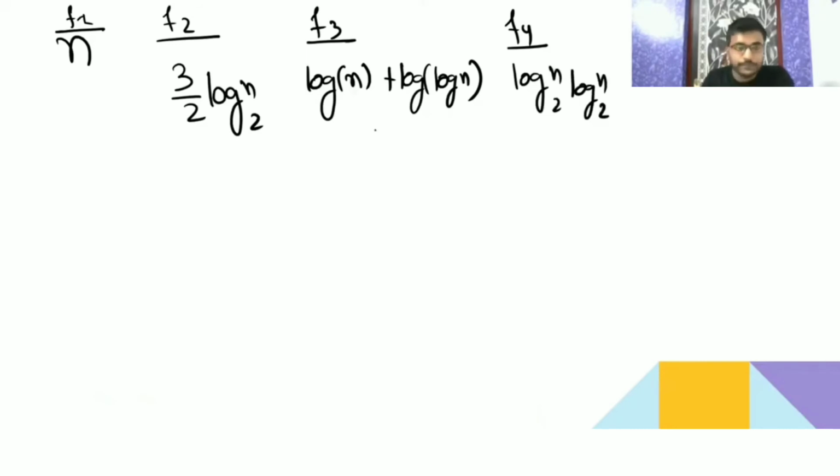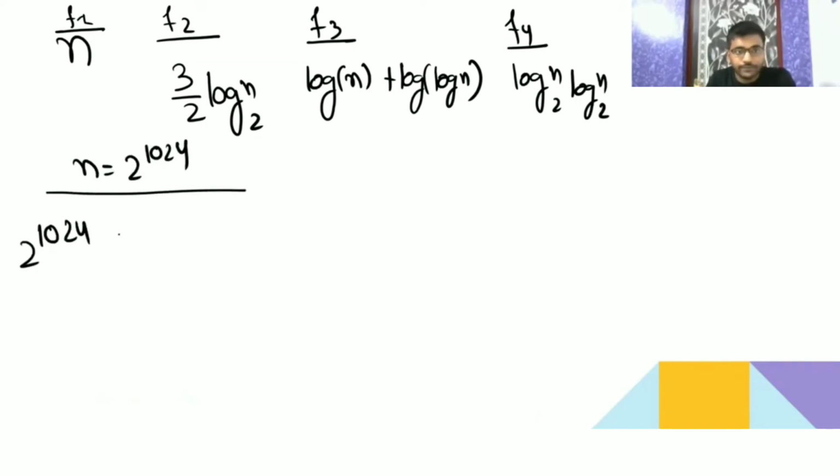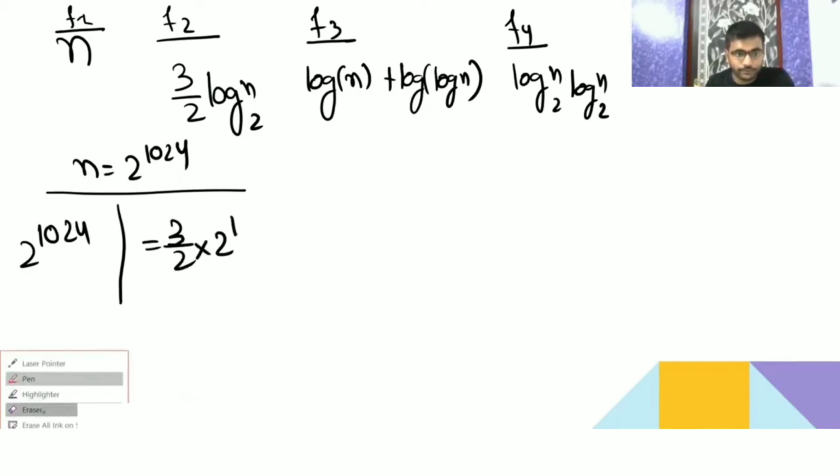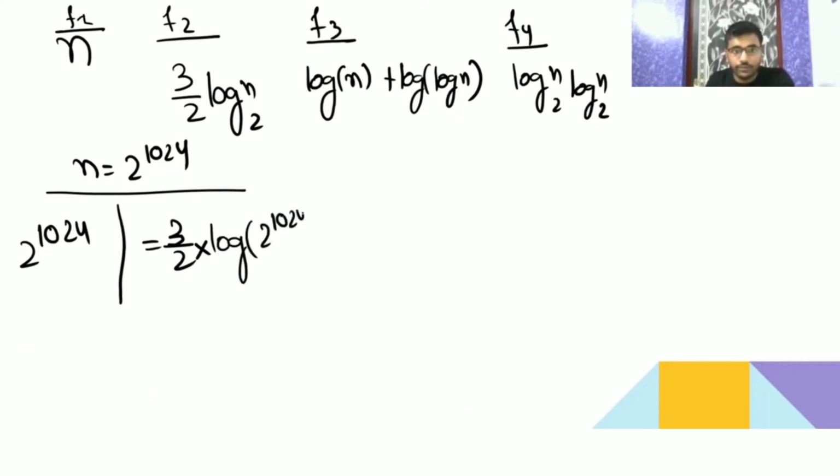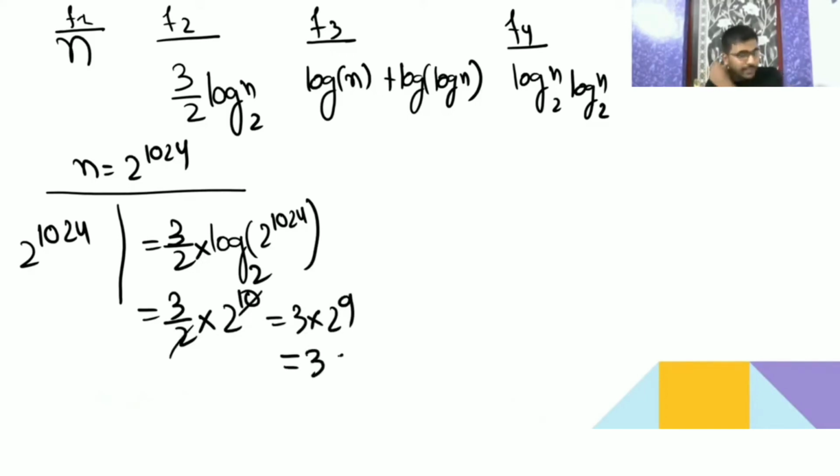Okay, now take n equal to 2 to the power 1024. Here you are going to get 2 to the power 1024. Here you are going to get 3 by 2 into 2 to the power log of 2 to the power 1024. So there you are going to get 3 by 2. The power is going to become, since 1024 is 2 to the 10, 3 into 2 to the power 9, and that is going to be 3 into 512.